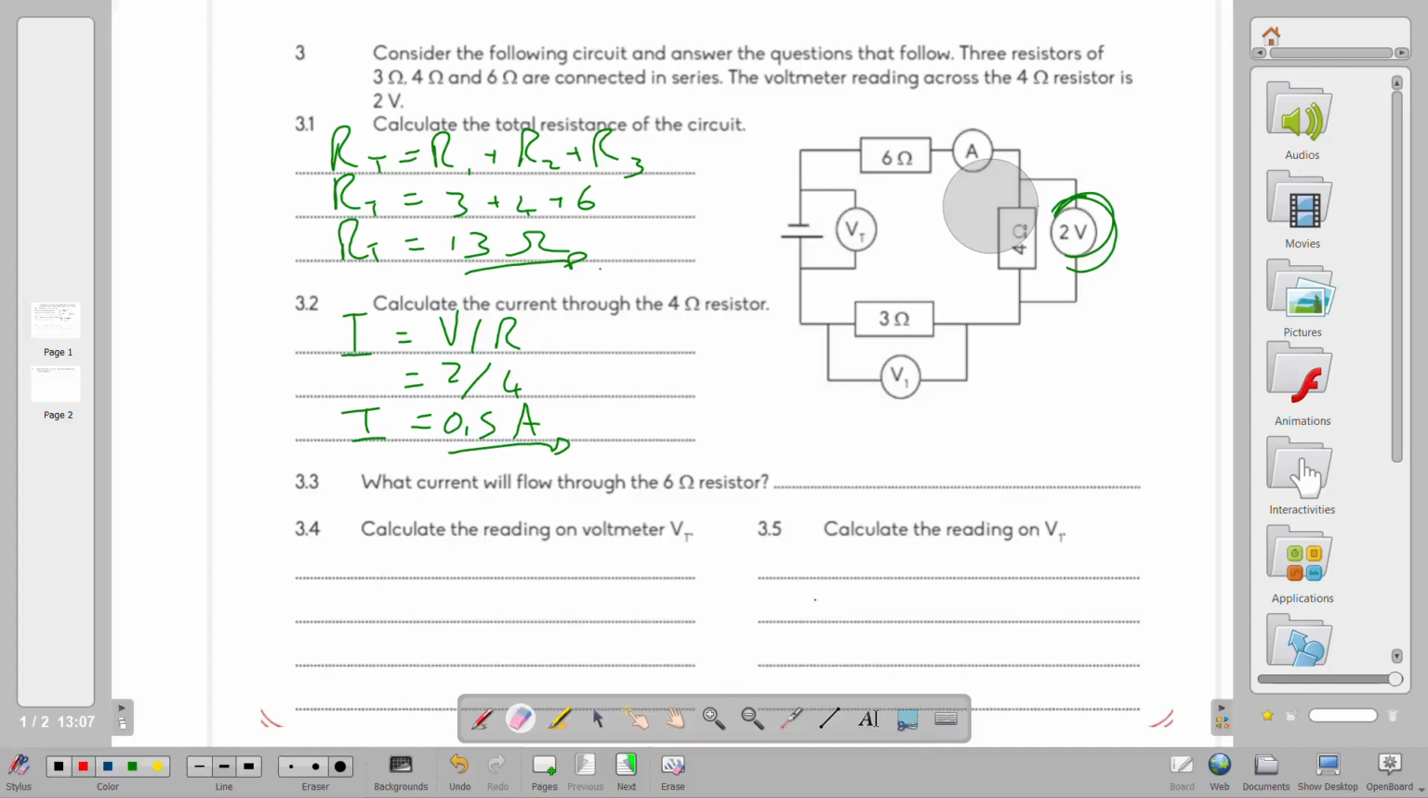Okay. Next one, 3.3. What current will flow through the 6 ohm resistor? Exactly the same. It's just going to be the same current because it's the same all through, 0.5 amps.